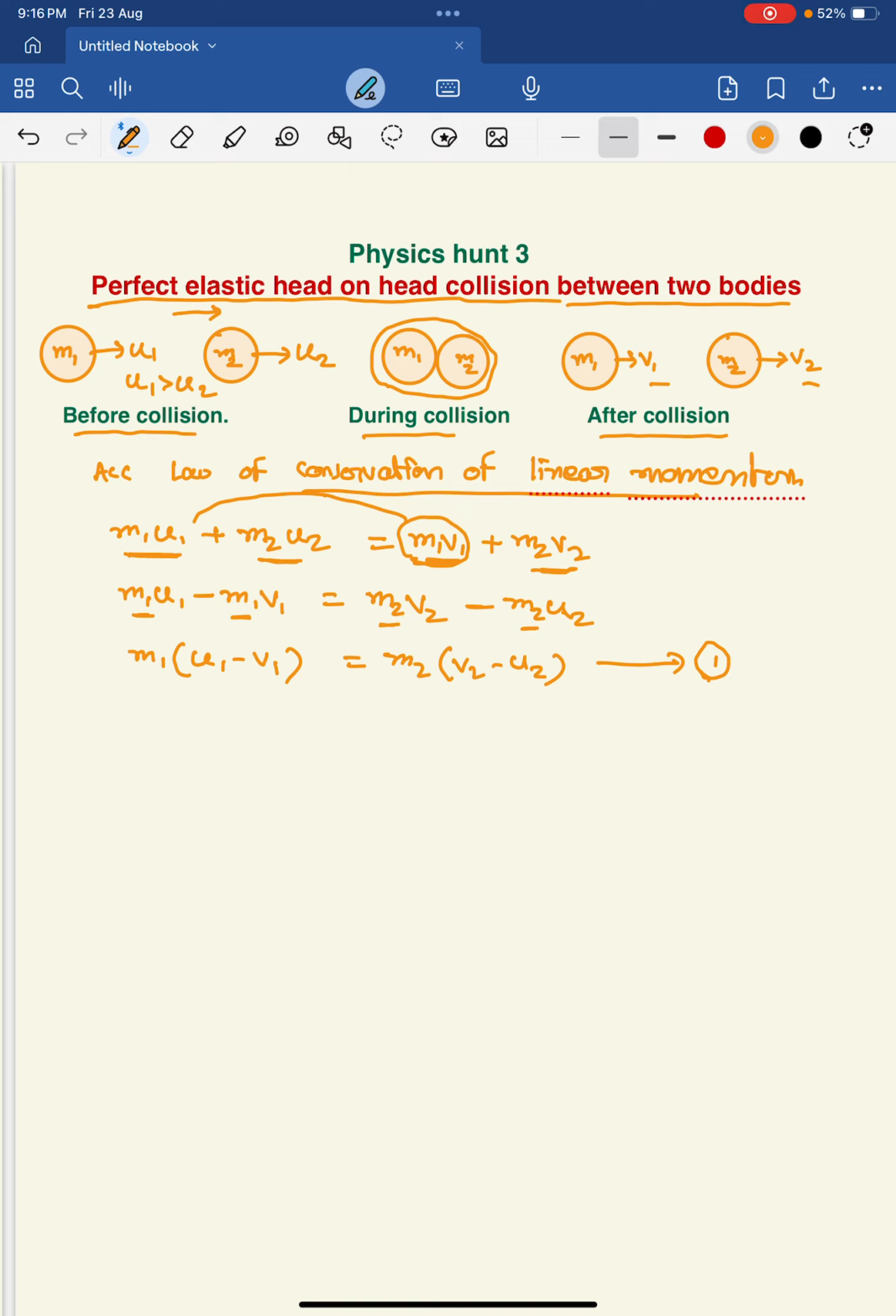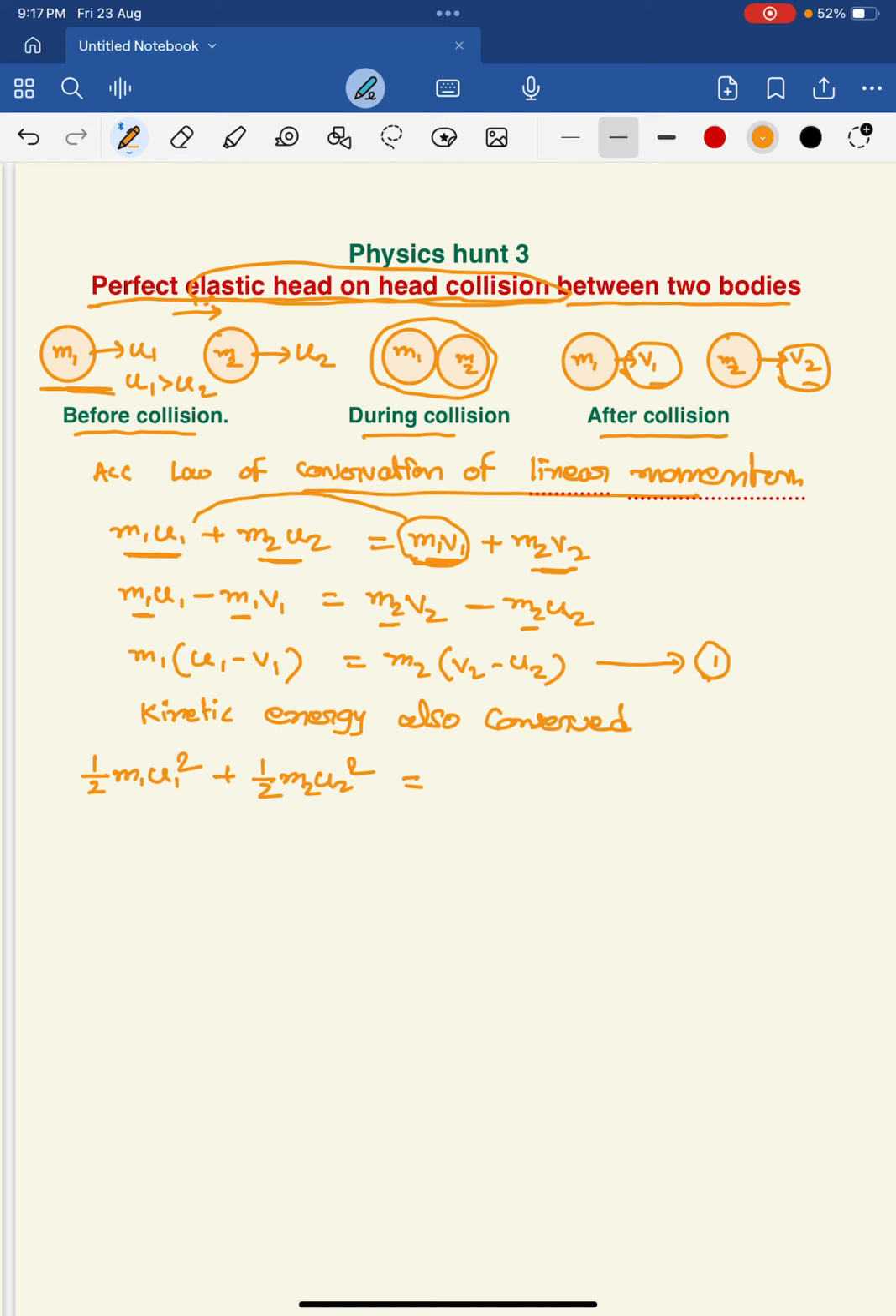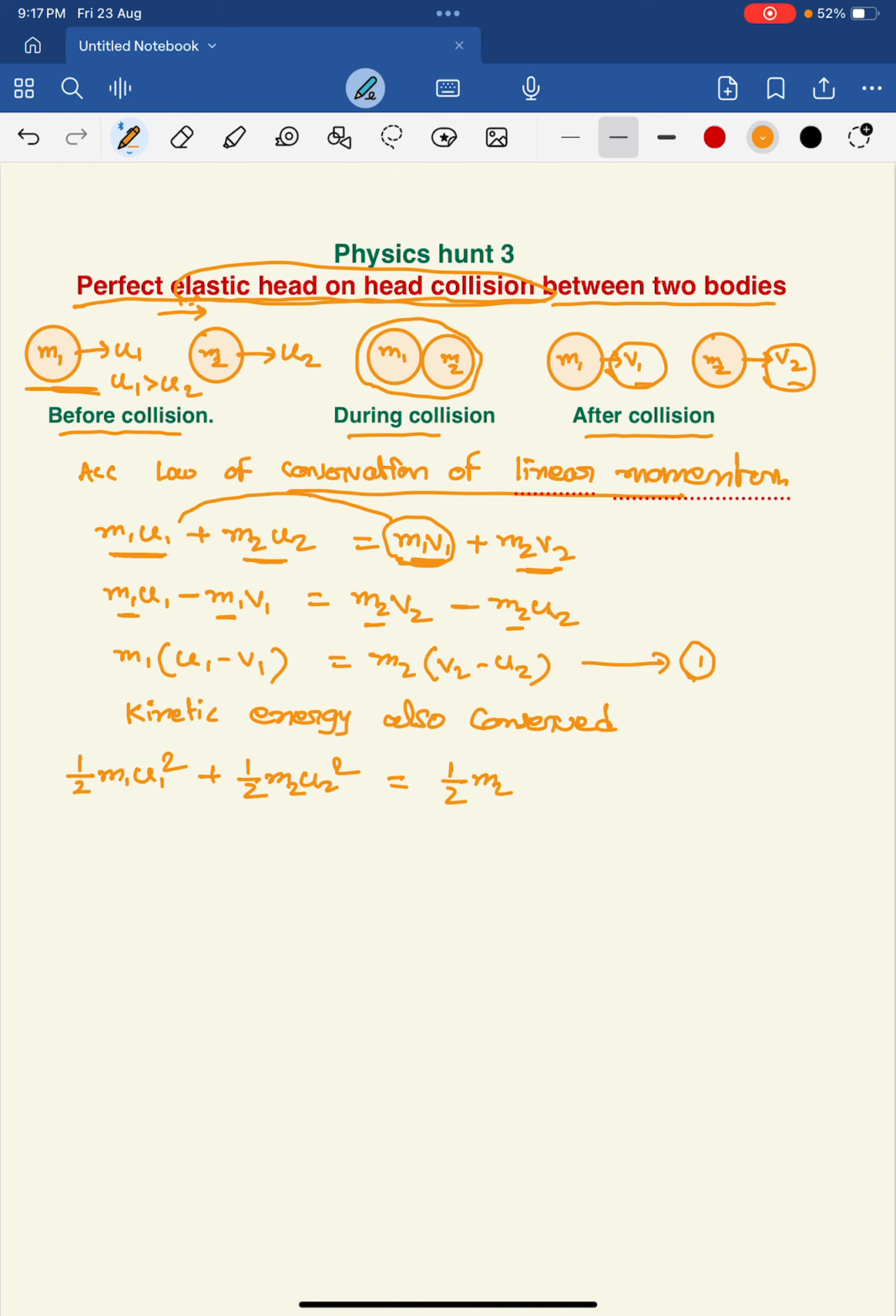Let us assume this is equation number 1. According to elastic head-on collision, not only is momentum conserved, kinetic energy is also conserved. Next, I'm going to calculate the kinetic energy. We know that the basic formula of kinetic energy is half m v square. First, for the first body, the initial kinetic energy is half m1 u1 square plus the second body kinetic energy, half m2 u2 square, which is equal to, after the collision, when velocity changes from u1 to v1 and u2 to v2, half m1 v1 square plus half m2 v2 square.